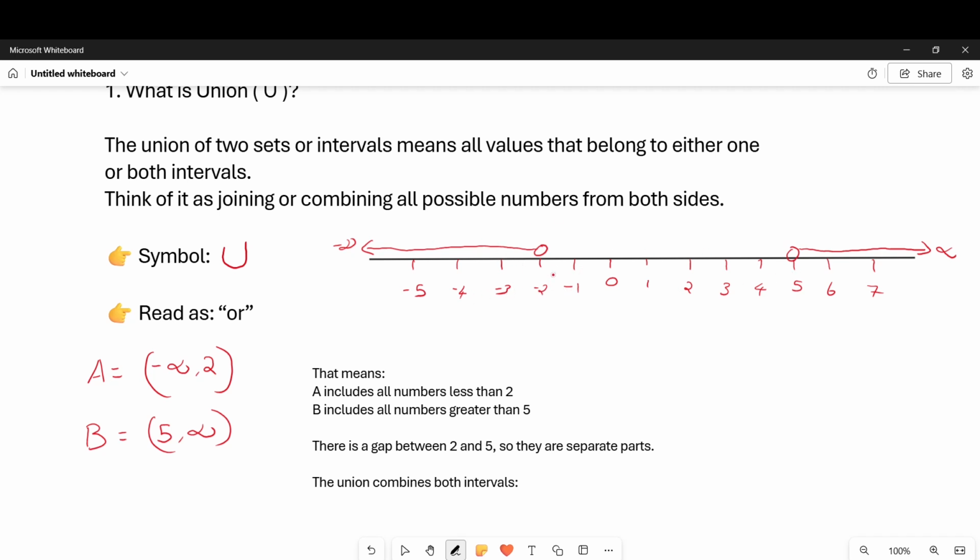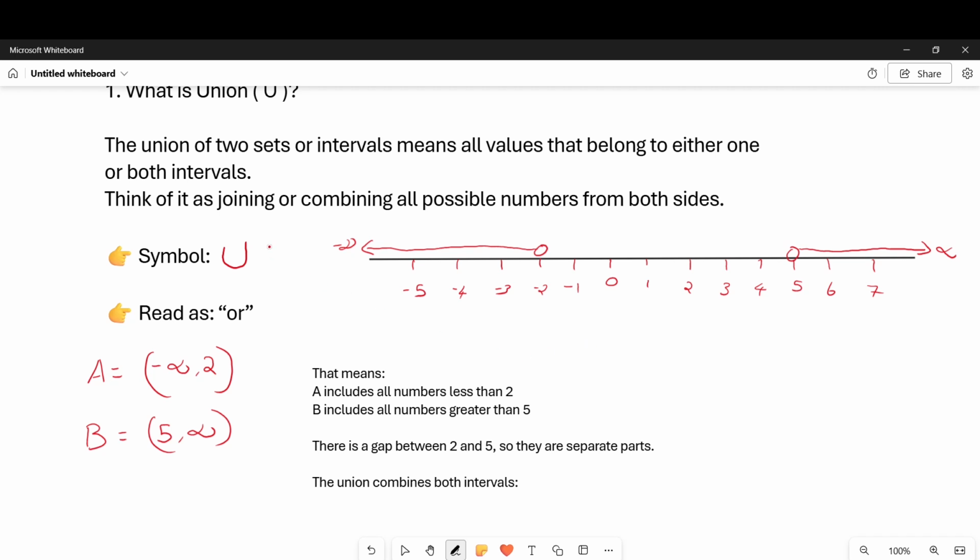So what does this mean? There is a region between 2 and 5. This region is not included, but now we write it as separate intervals. So now we need to write these two separate intervals together. How will we read it? The main aim is that we need the values from 2 to negative infinity, and the values from 5 to infinity. So we need to combine these two.